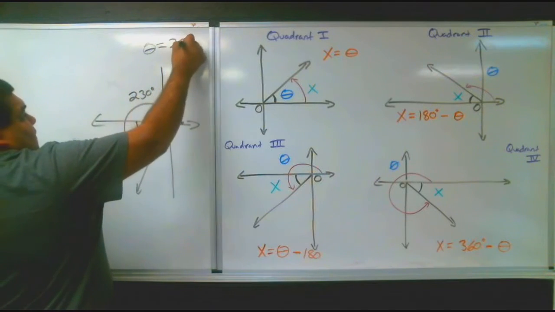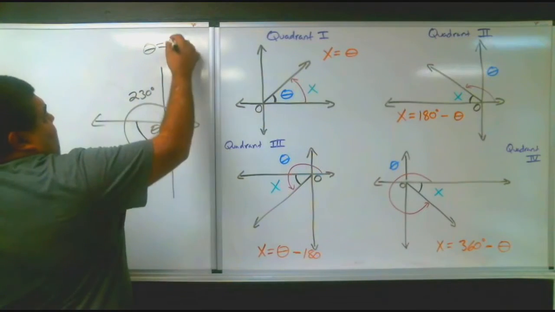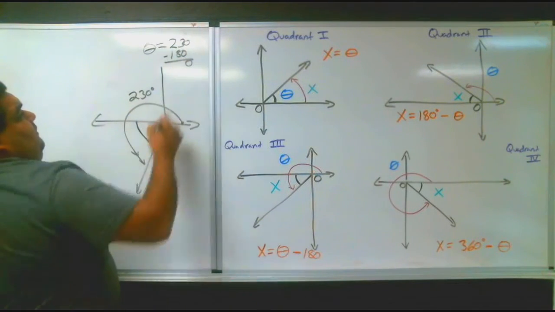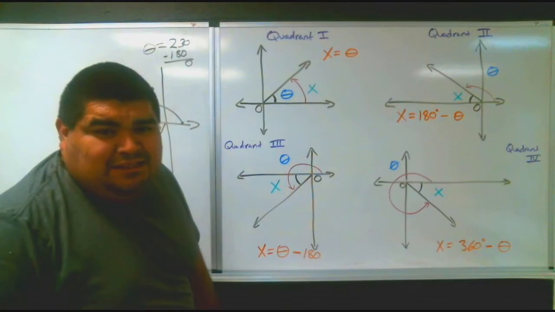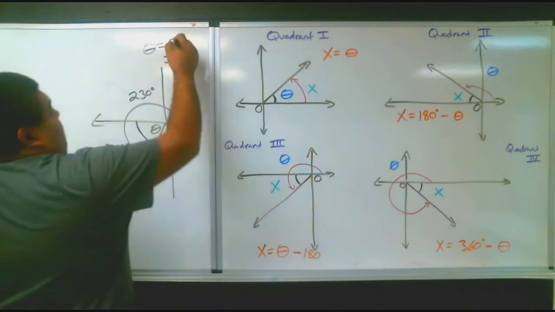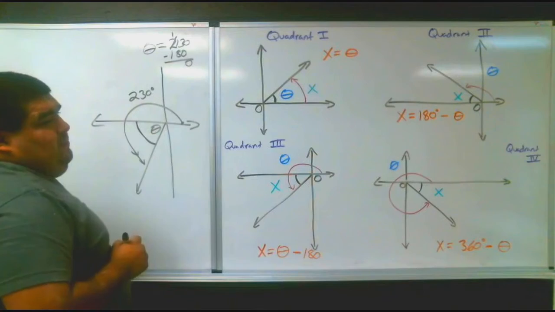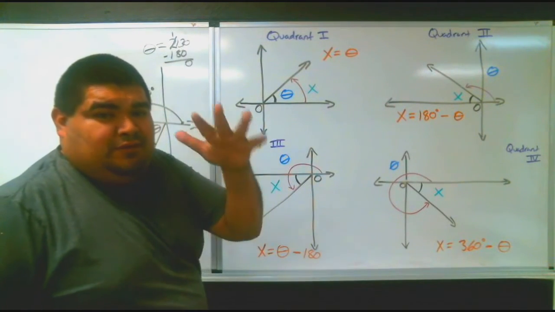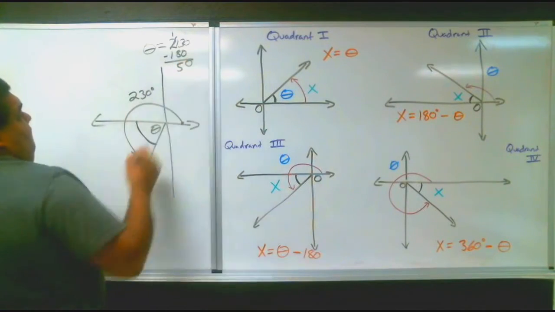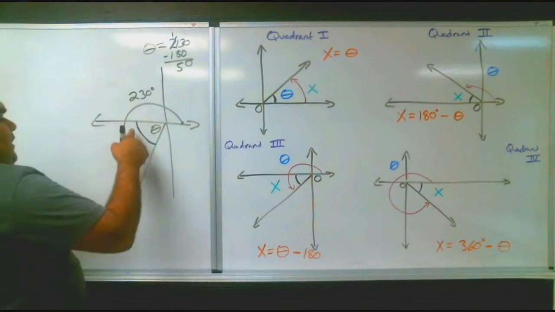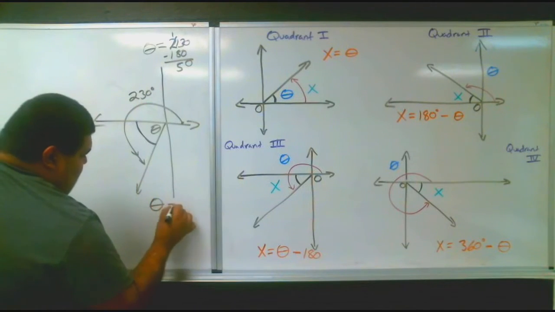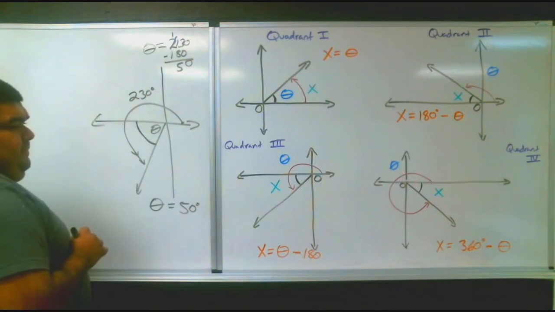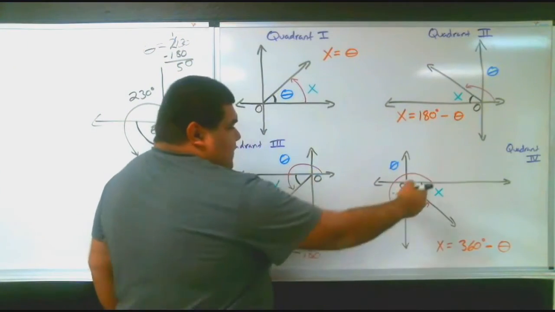230 minus 180, which in this case 0 minus 0 is 0, 3 minus 8, you really don't have the numbers, you have to borrow from the 2, so you have 13 minus 8, 9, 10, 11, 12, 13, so you have 5, the 1 cancels out the 1, so technically theta equals, again, 50 degrees.